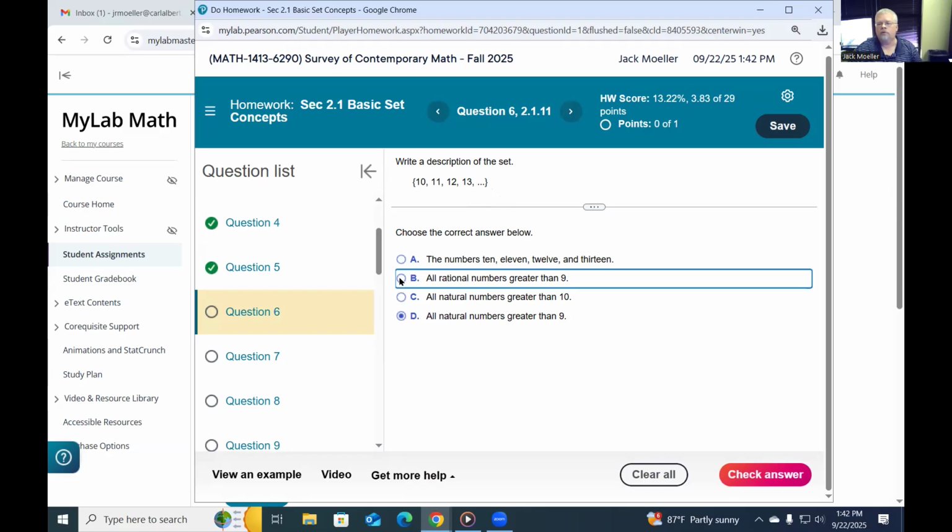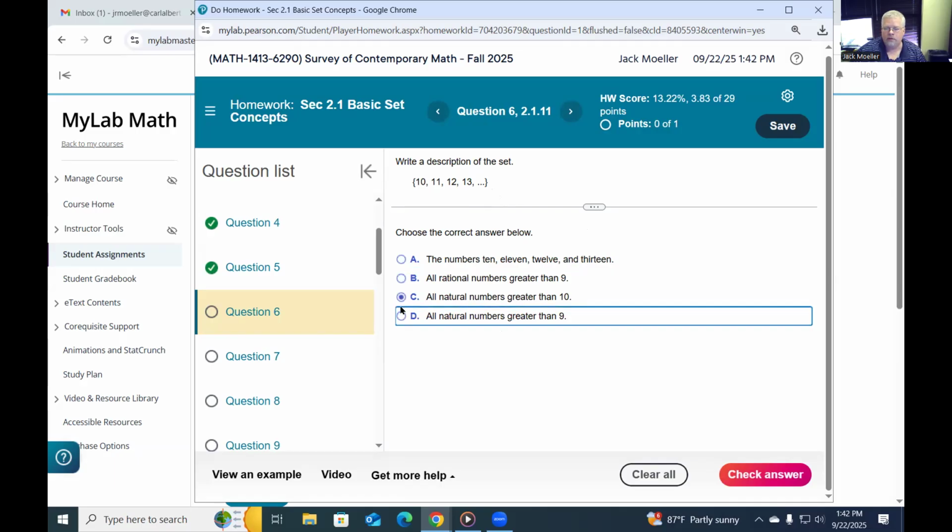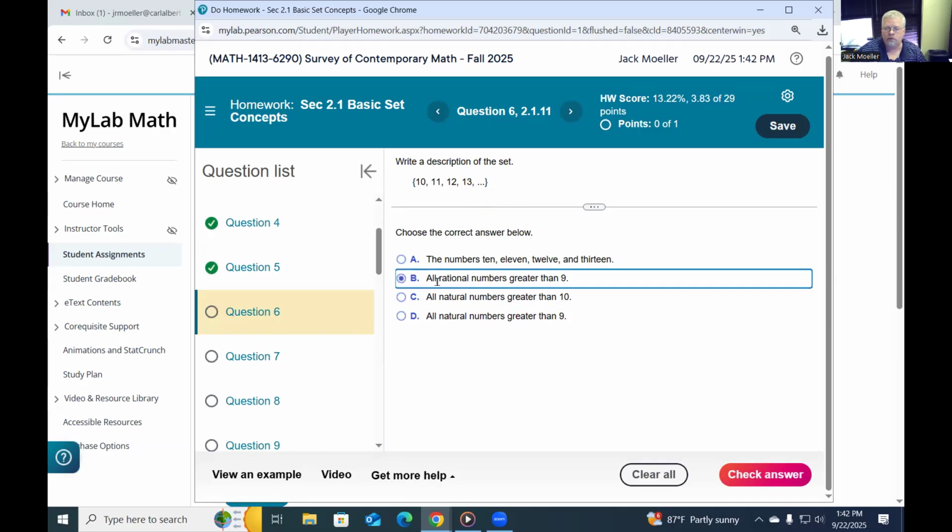All right. So let's do with rational. One of the things you have to do is pick out the difference between these. So C and D are talking about natural numbers. B is talking about rational. So what is a rational number? Anything that can be written as a fraction. They didn't give us any fractions, so it can't be B.